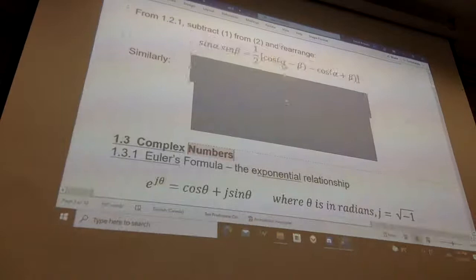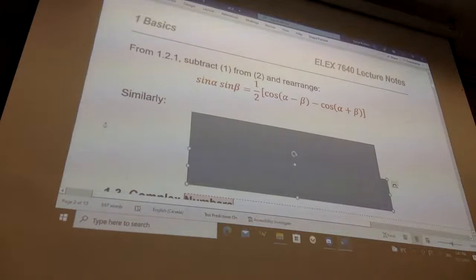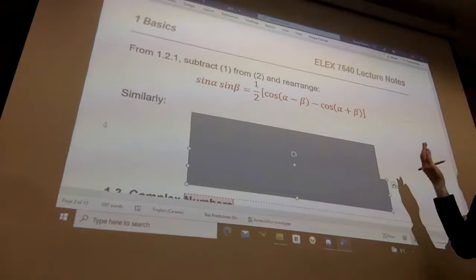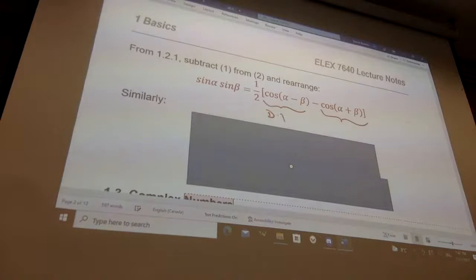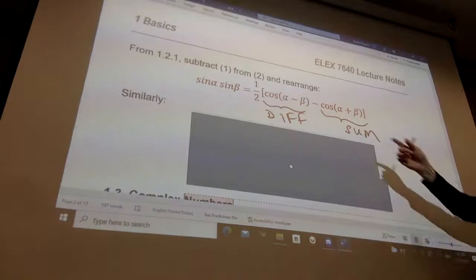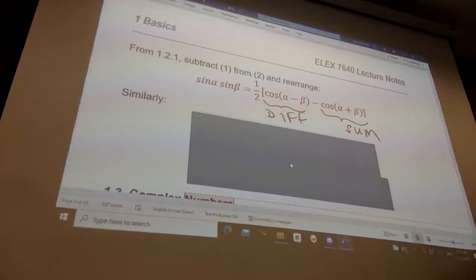Well, there's not just cos. Let's do sine. You'll find sine alpha, sine beta, sum and difference. The only difference between them was the phase. Sine here, cosine there. Add here, subtract there. That's all just different. The main concept: sum and difference.